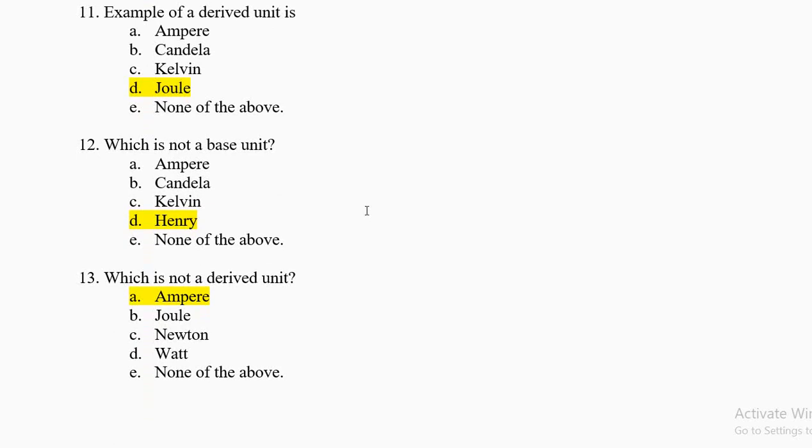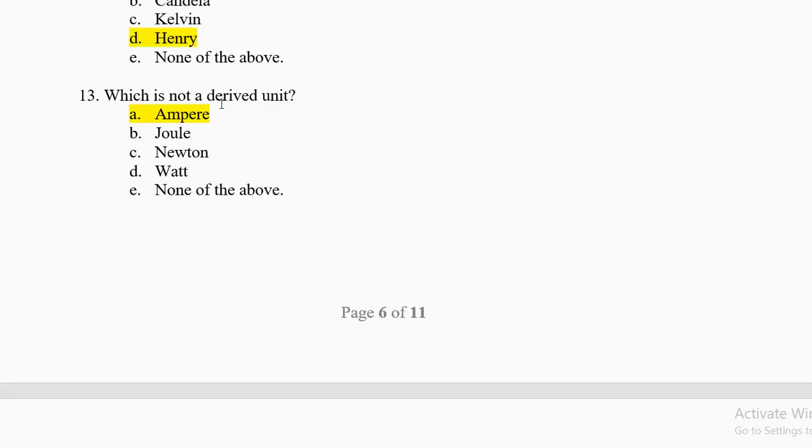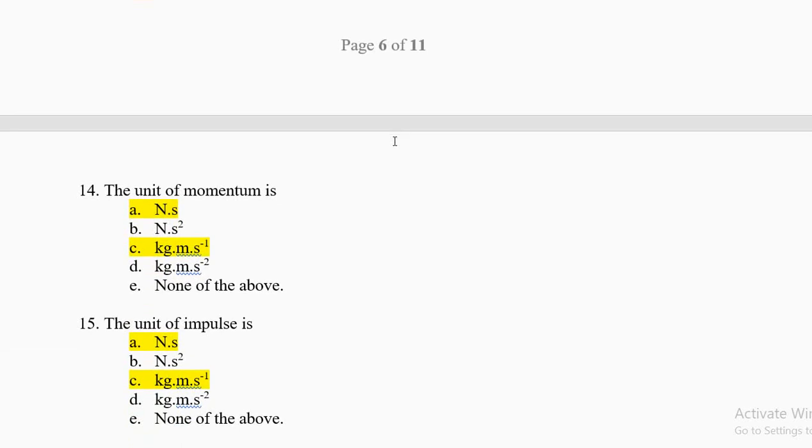12th question, be careful. Which is not a base unit? Not a base unit. That means it is a derived unit. Henry is a derived unit because ampere is base unit, candela is base, Kelvin is base. So choose Henry. Henry has to do with your magnetism. Which is not a derived unit. Not derived in 13th. It means you have to look for a base unit. Which is base? Ampere is base. Just click it. Now some questions will have two correct choices. We'll see why and how.